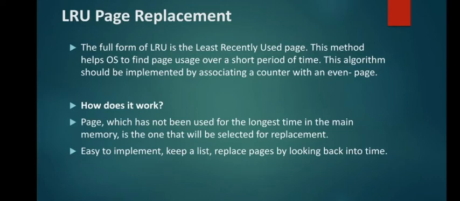Next after optimal is your LRU page replacement, or the least recently used page. This method helps the OS find page usage over a short period of time. This algorithm is implemented by associating a counter with each page. How does it work? The page which has not been used for the longest time in the main memory is the one selected for replacement. It is easy to implement. You keep a list and replace pages by looking back in time.